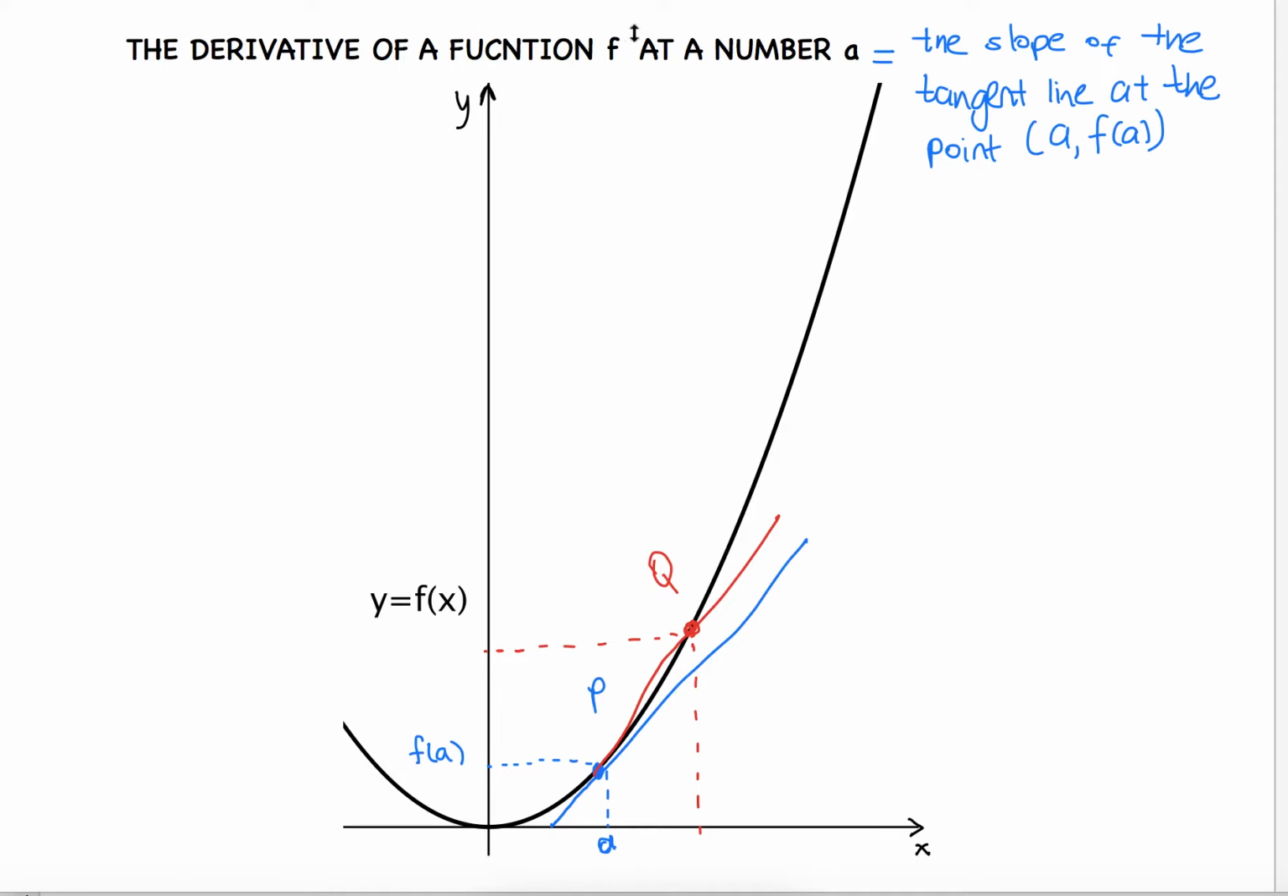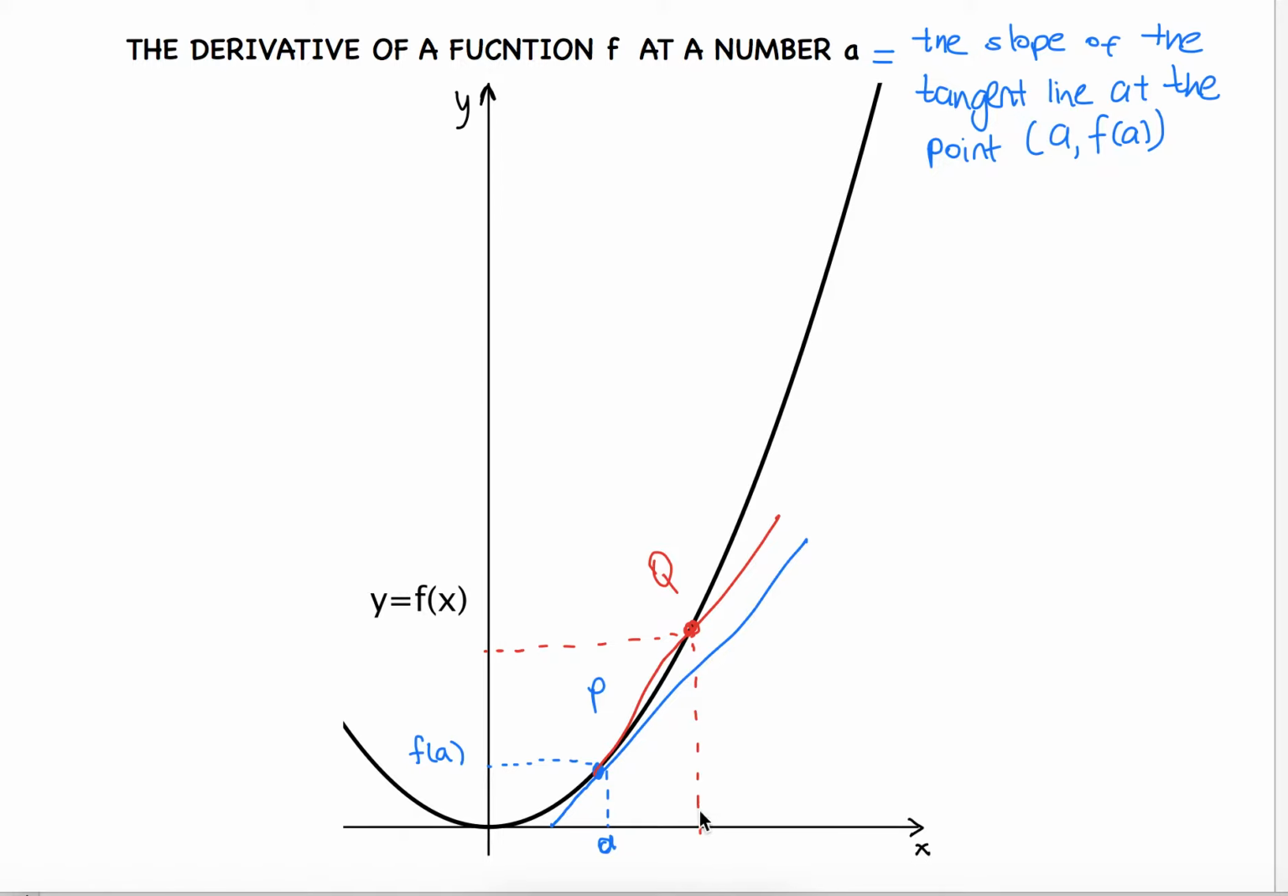For the derivative of the function f at a number a, which is the same thing as the slope of the tangent line, this blue line, at a point P. And we are going to use the slope of the secant line to obtain the formula for the slope of the tangent line. Just like before, we want this Q to be very close to P.